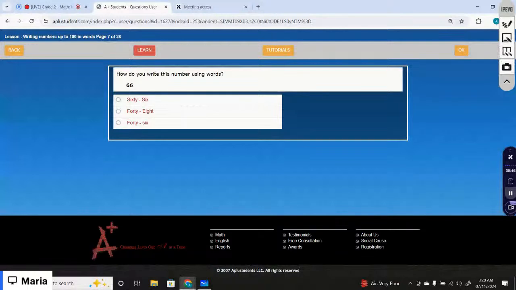How do you write this number using words? Which is the correct option? That is 66, right? Option number 1 is the correct option. 66 it is. Okay, you can complete the lesson by yourself later today. Let me just move on to the next lesson.